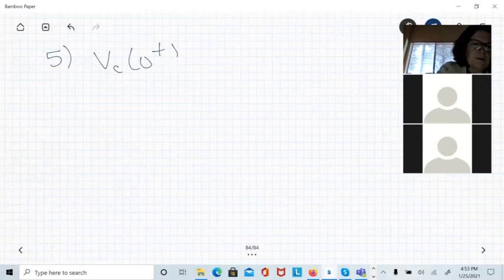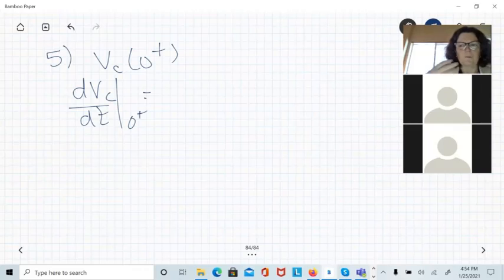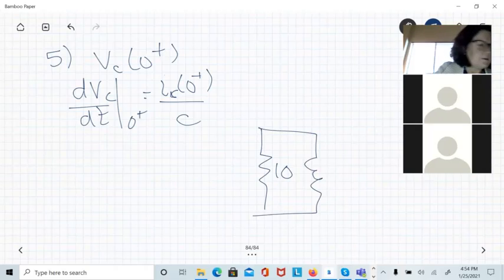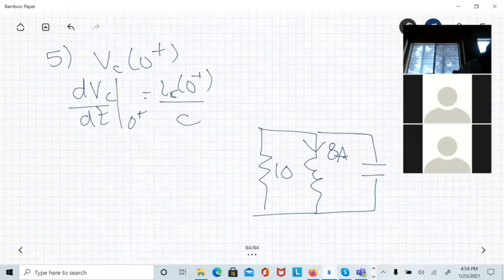VC of 0 plus and dVC/dt at 0 plus, which is going to be, we can go back and look at that equation sheet, or we can use I equals C dV/dt and come up with IC of 0 plus over C. So we look at our circuit, it's parallel, 10 ohms, 5 henries, with an initial current of 8 amps that was given. My IL of 0 plus was given. My VC of 0 plus was given. It's pointing up, and it was 40 volts.